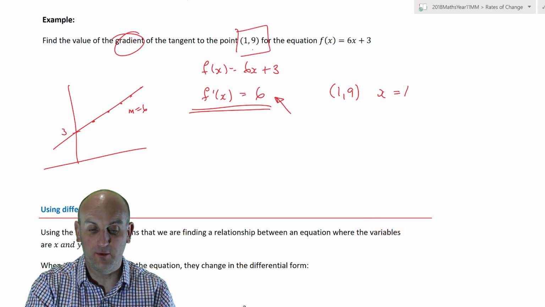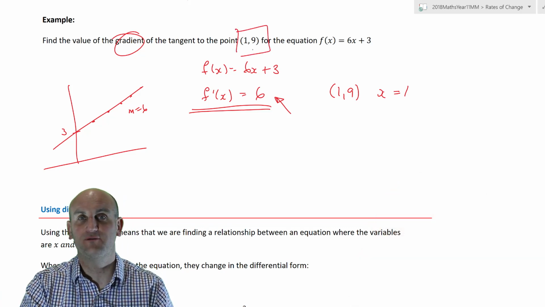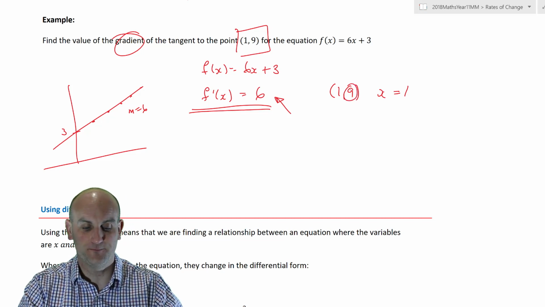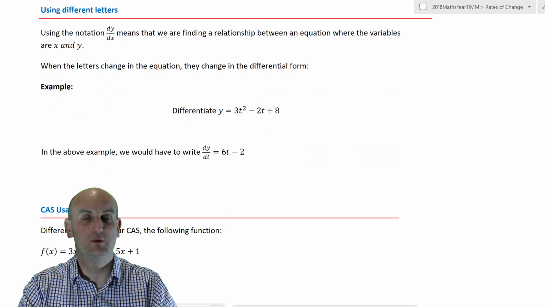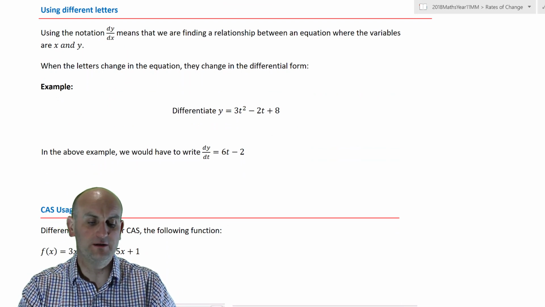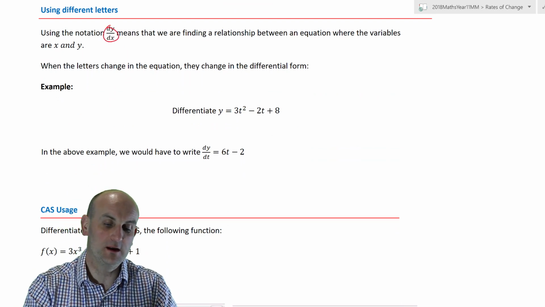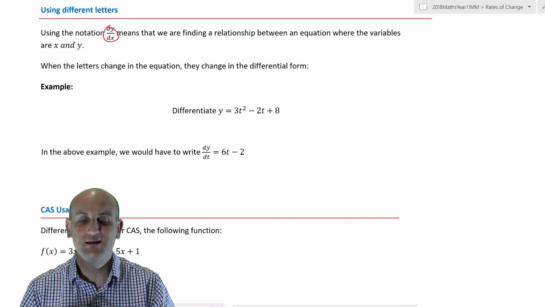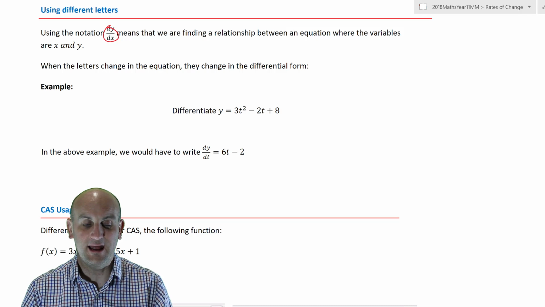And the minute they give me a point, I know you've given me my x value. Notice you don't need the y value, not for the differential. Now, as I said slightly earlier, we use different letters in terms of dy by dx, which we know is useful to us. It's a different way of writing things, but we don't have to use just y and x.